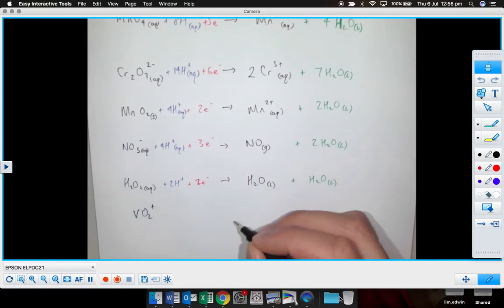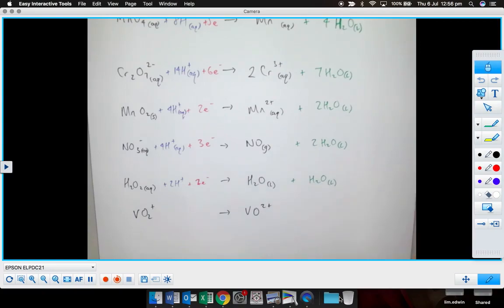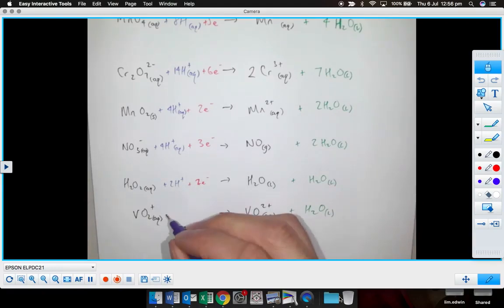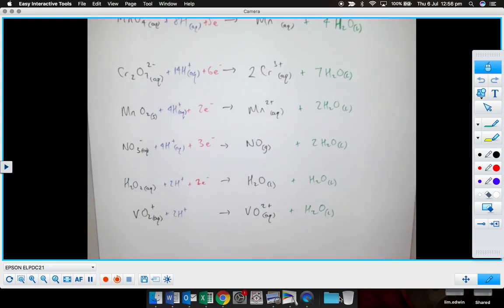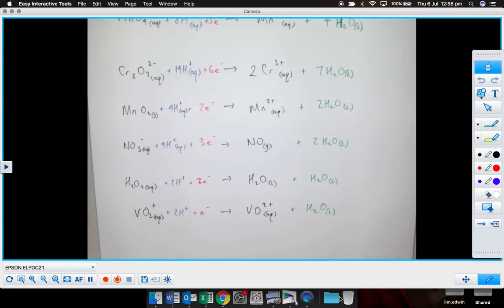VO2 positive goes to VO2 positive. Notice I said that the same way, VO2 positive and VO2 positive, but they are different things, just depending on where the vanadium is. Alright, add in a water. Add in some hydrogens. And where do I add the electrons here? On the left or on the right? Positive 2 on this side, positive 3 on this side. So I need an electron over here. Let's try.